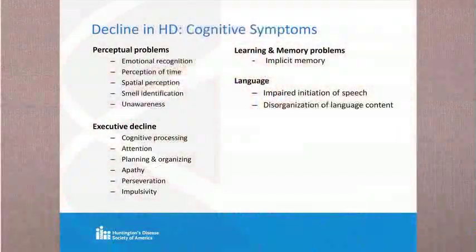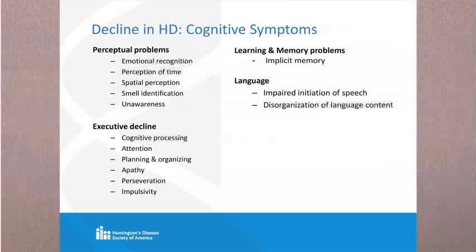In terms of decline in HD related to the cognitive symptoms, there's a large number of cognitive symptoms, as we've heard in other modules. There can be perceptual problems in terms of emotional recognition. People may not recognize anger or happiness. There's a poor perception of time, spatial perception, smell identification, and a general unawareness, which we're going to go into a little bit as well.